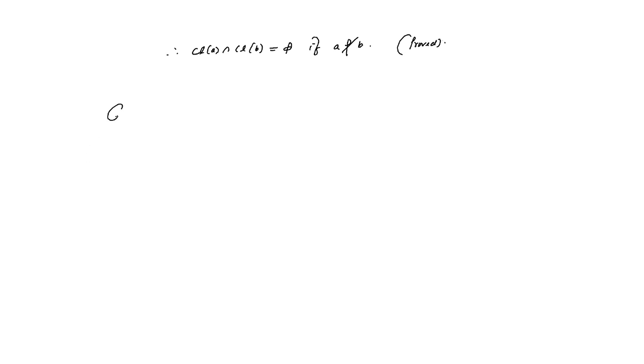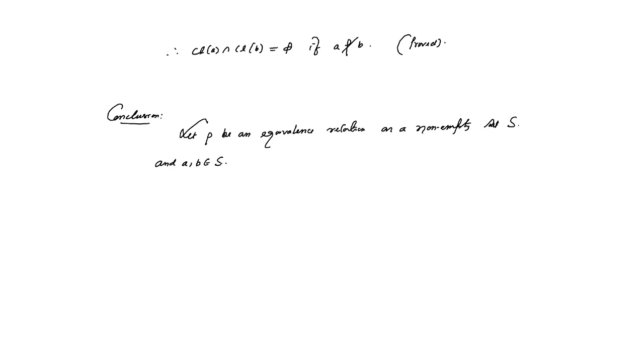So now what do we conclude? What is our conclusion? Our conclusion is: let rho be an equivalence relation on a non-empty set capital S and A, B are two elements in S. Then class A and class B are either disjoint, which happens when A is not related to B, or identical, which happens when A is related to B. Okay. So thank you so much.